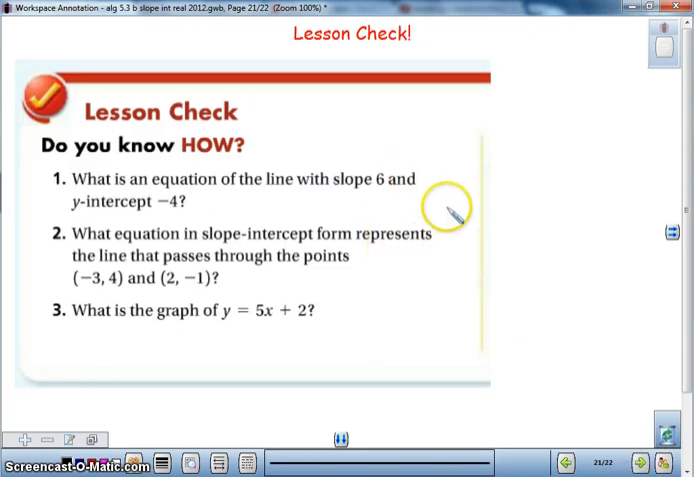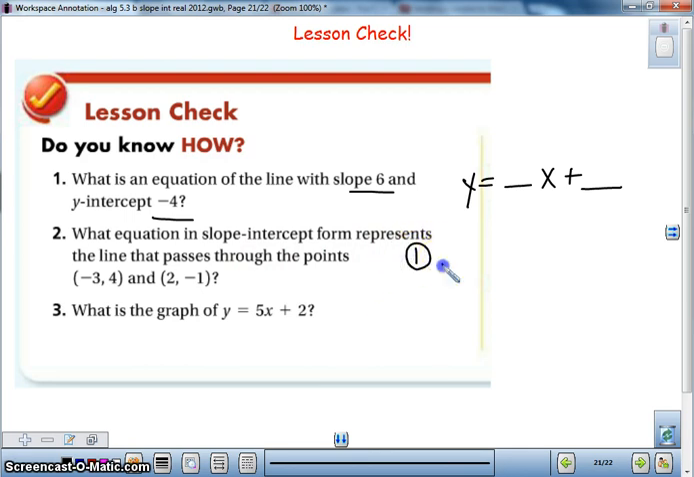Here's some things for you to think about. As you are getting prepared for this lesson, do you understand? If you're given an equation with a slope of 6 and the y-intercept of -4, can you write an equation? In the second one, how do you write an equation in slope-intercept form that goes through these 2 points? Well, what are your steps?